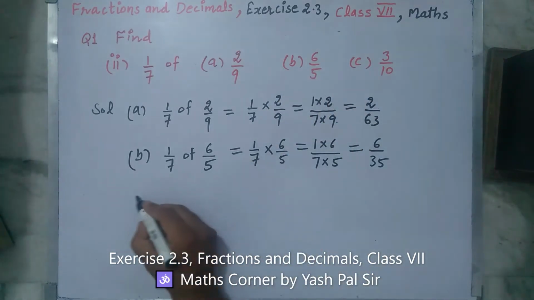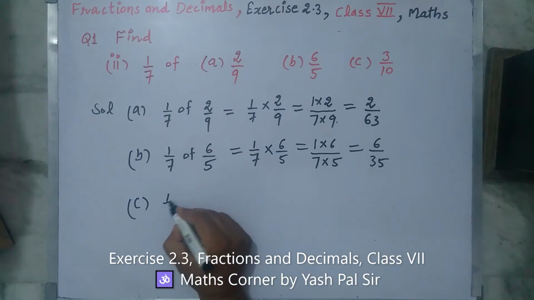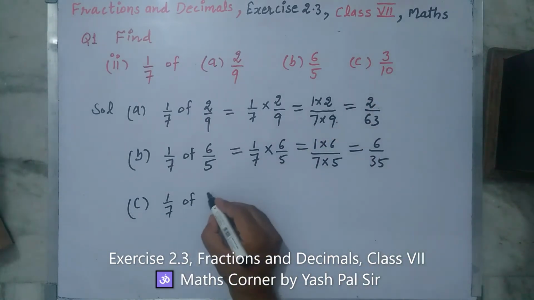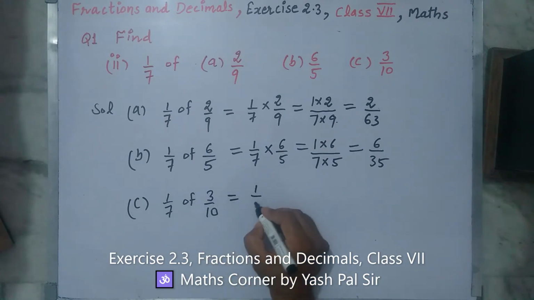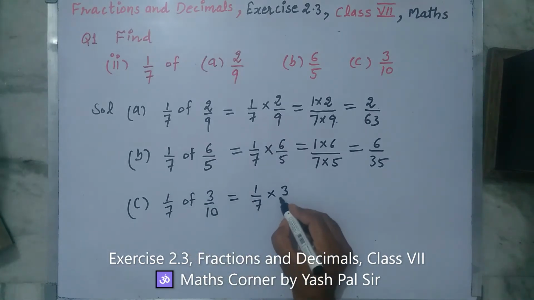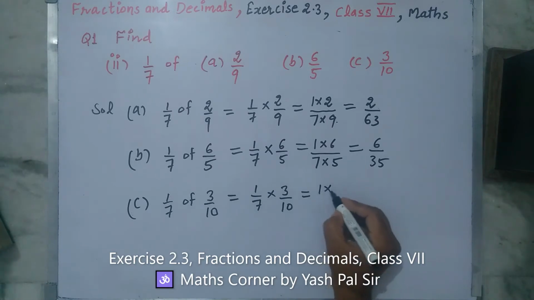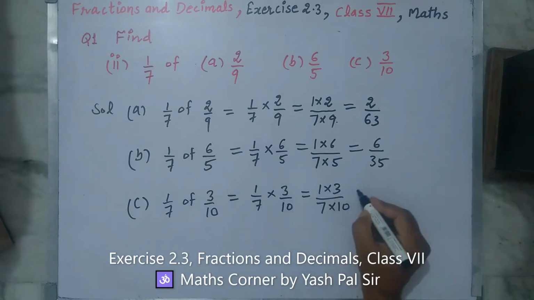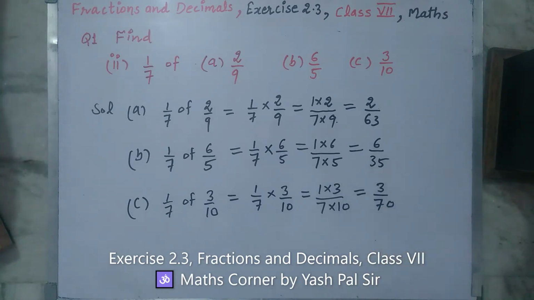Now coming to C part, starting from here, 1 upon 7 of 3 upon 10. So the answer is 1 upon 7 into, of means into, 3 upon 10. This is equal to 1 into 3 upon 7 into 10, which is equal to 3 upon 70. This is the final answer.